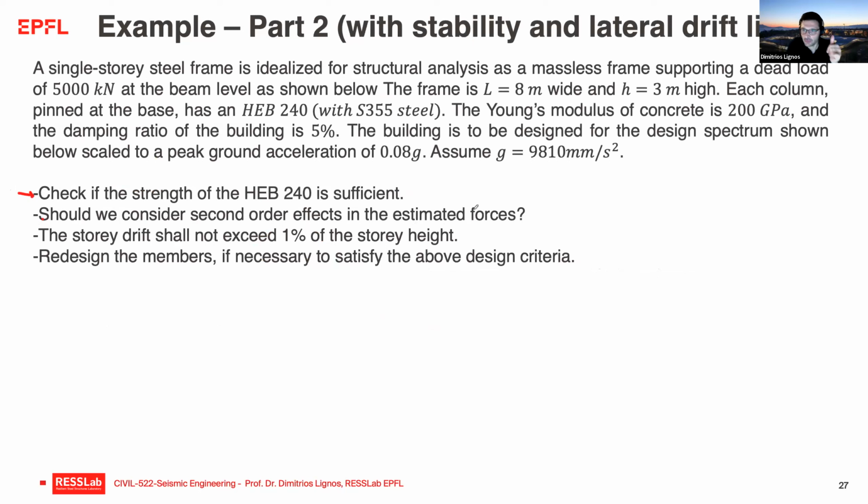That means that I need to compute the stability coefficient and see where I am in terms of 0.1, between 0.2 to 0.3, or above 0.3, that is not allowed. The story drift shall not exceed 1% of the story height. So this is an additional requirement now that I'm going to have to compute the lateral displacement for the seismic action. And then I'm going to have to compare if for this lateral displacement, it's going to be less than the allowable one, which is 1% of the story height. And if some of these conditions are not satisfied, I'm going to have to redesign the members to satisfy the above design criteria.